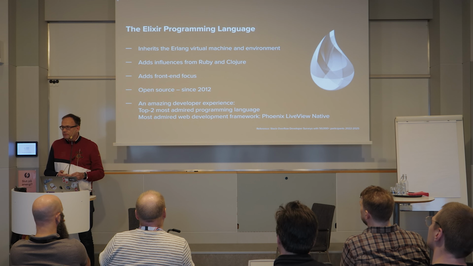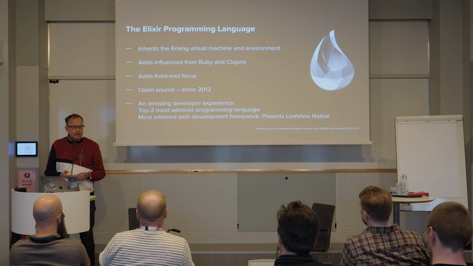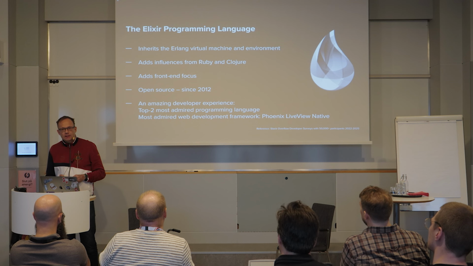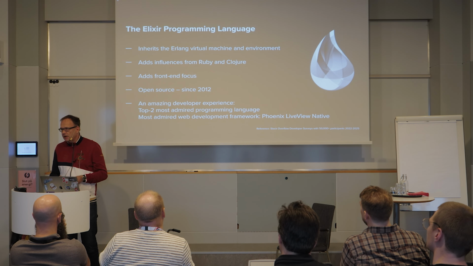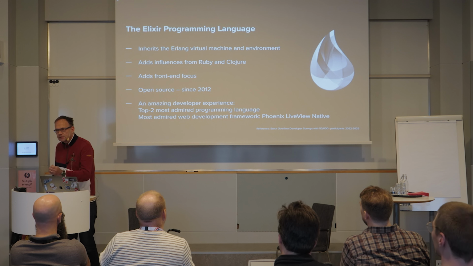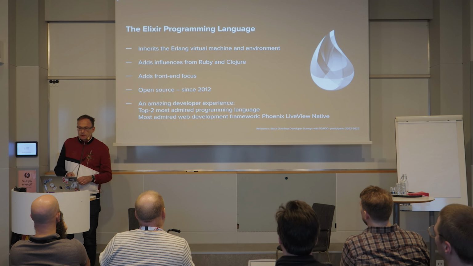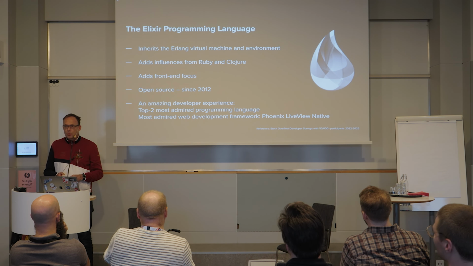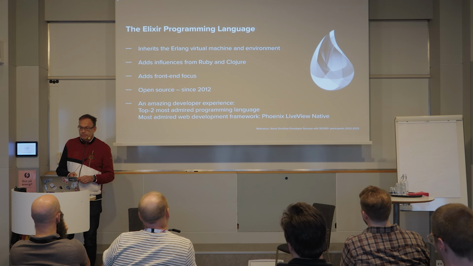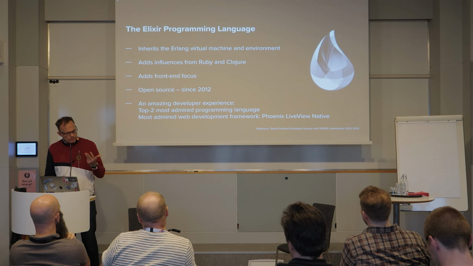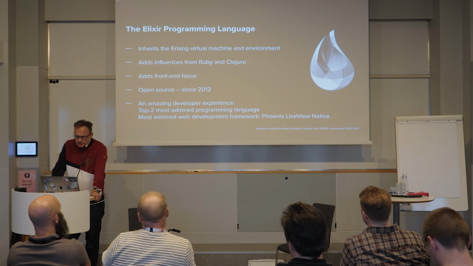Look at the Stack Overflow developer surveys from 2022 until this year. You have Elixir being top 2 or top 3 of the most admired languages, Rust being number 1, because when you start to use it, you want to continue using it. It's not the most used, but the definition of admired is you have tried it and you want to continue using it. And Phoenix LiveView Native has been the top 1 web development framework for the past 4 years. So it's pretty cool.